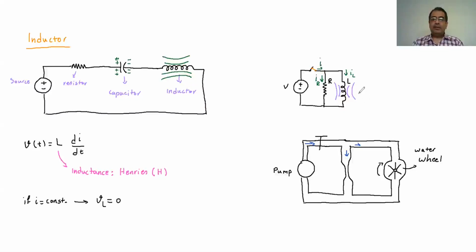And then if it happened and I suddenly go ahead and say, okay, you know what? I'm gonna open the key. Now that I open the key, suddenly this current drops. There's no current gonna be there from the source anymore. So suddenly this becomes zero.